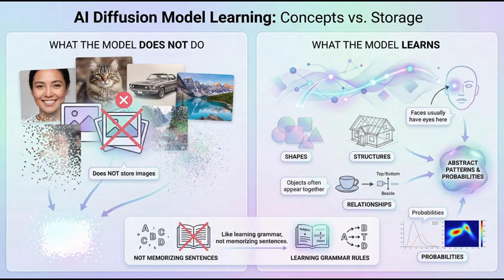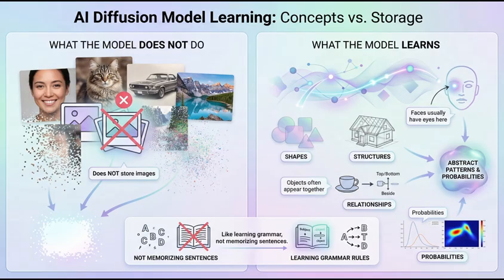It learns that animals have specific structures. It learns how lighting, shadows, and perspective usually behave. All of this knowledge is stored as probabilities inside the model. Not as pictures, but as learned rules. You can think of it like learning a language. You do not memorize every sentence you read. You learn grammar and structure. The model works the same way. It learns visual grammar, not individual images.